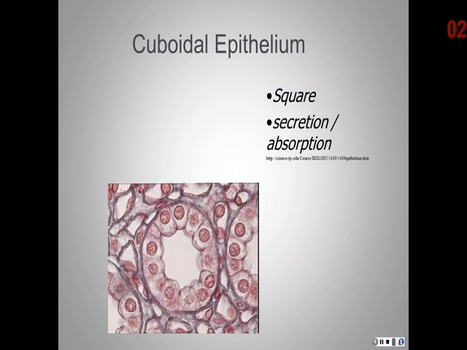Cuboidal epithelium are more cube-shaped. These are good for secretion and absorption and are found in places like glands because of their ability to produce secretions.